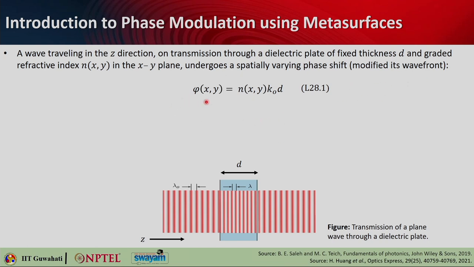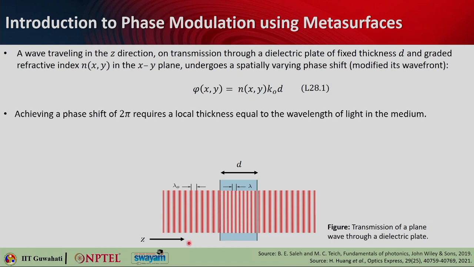So, you can write the phase shift phi(x,y) as n(x,y) k naught d. Here you can see this is the free space wavelength. As soon as it enters the medium with a refractive index, say n(x,y), the wavelength gets shorter, so the wave looks compressed. When it comes out, it again retains the same wavelength as in vacuum. Here the variation is in the xy plane, and this is the z direction. This is how it changes.